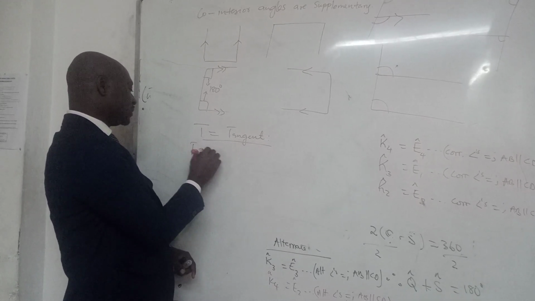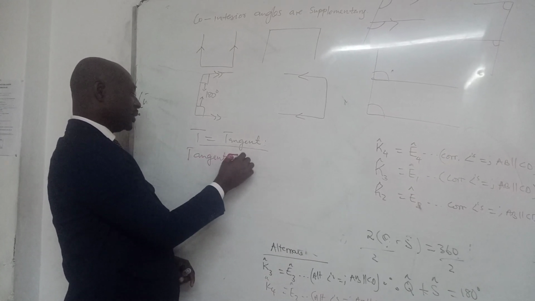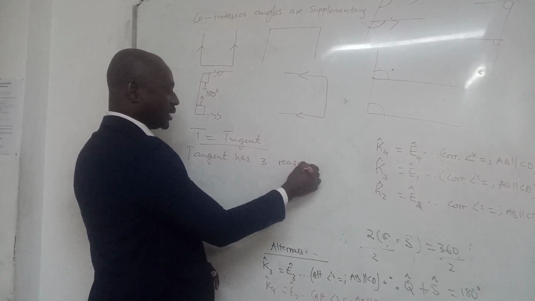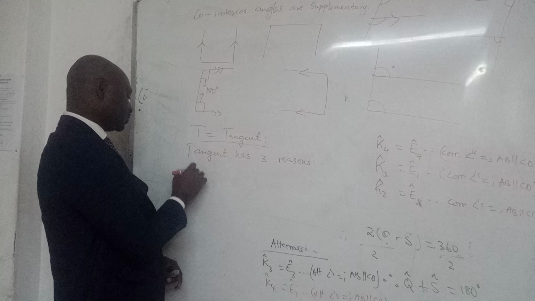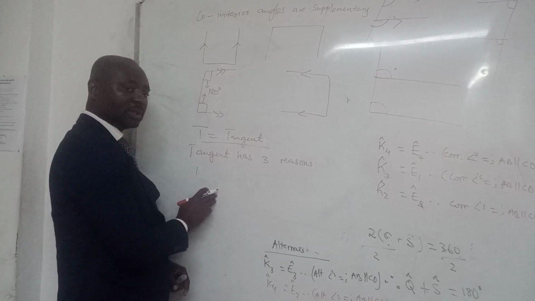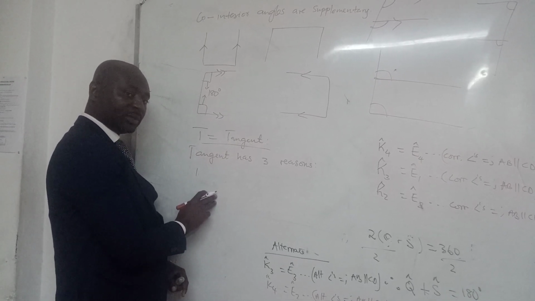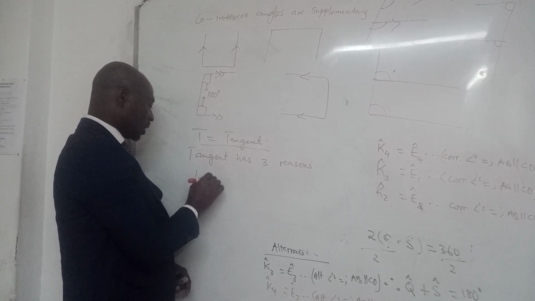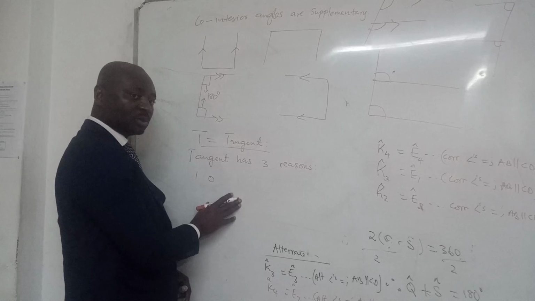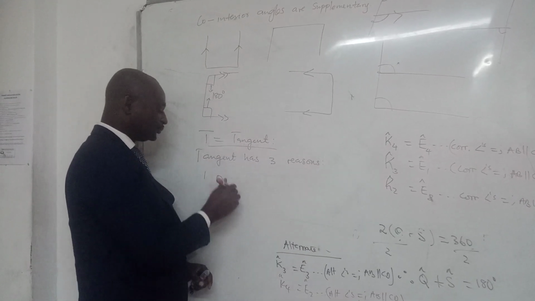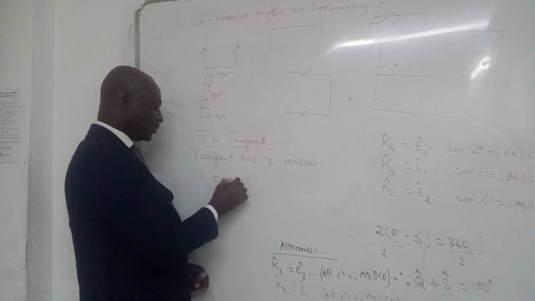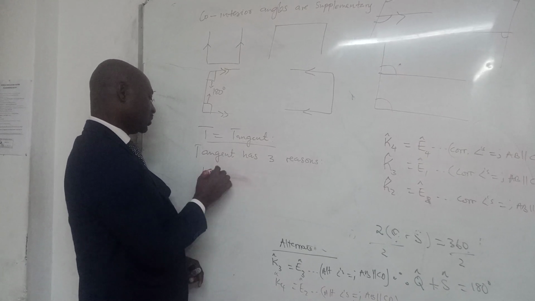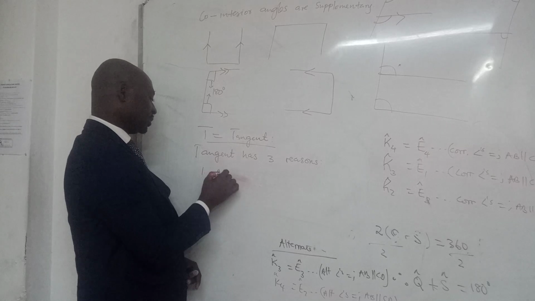You see, tangent has 3 reasons. It has how many reasons? 3 reasons. One is examinable and you need to prove it. Others are just examinable but you don't prove them. Okay. One is the one I'm writing: the angle between the tangent and the chord.